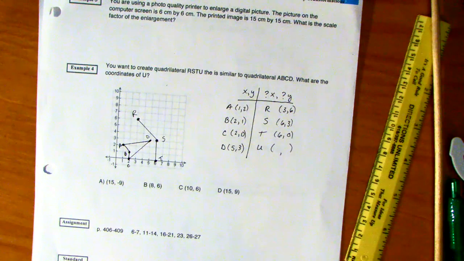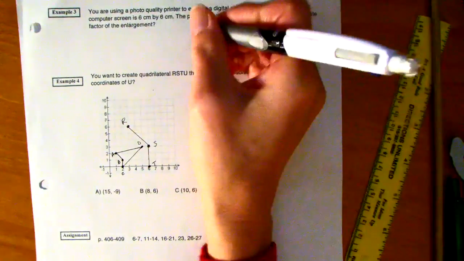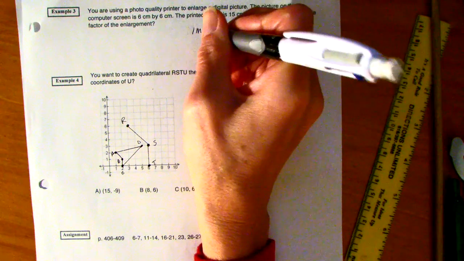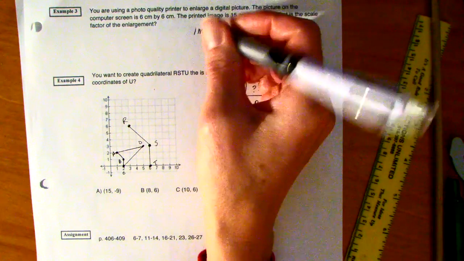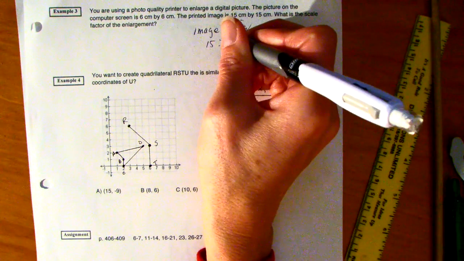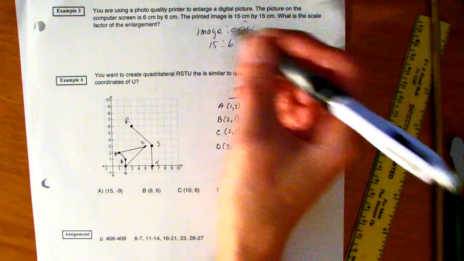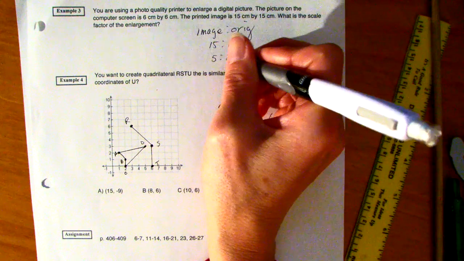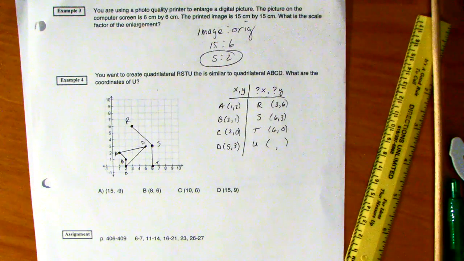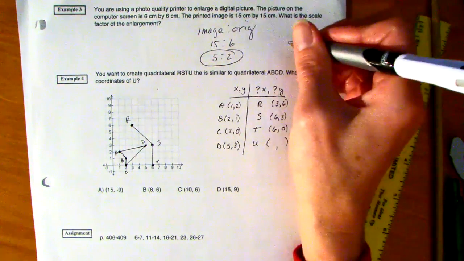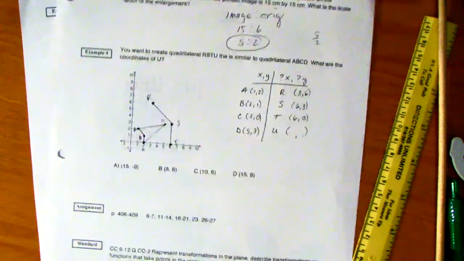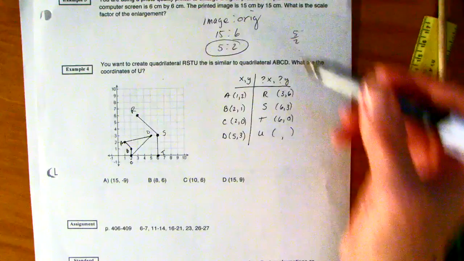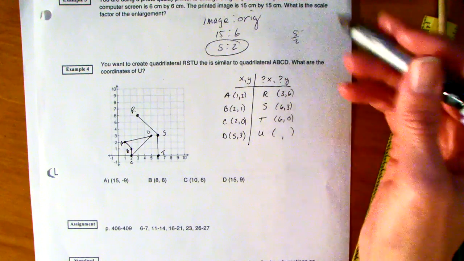Okay, so here we go. Remember, you want to do the image to the original. So 15 to 6, divide both by 3, 5 to 2. So there it is. Remember, if we write it like this, since it's getting larger, you want to make sure this is greater than 1. So that's how I always remember it. If it's reduction, it would be turned around. It would be flipped over.